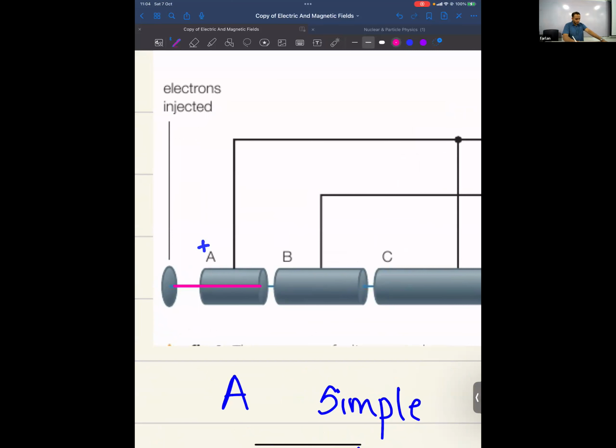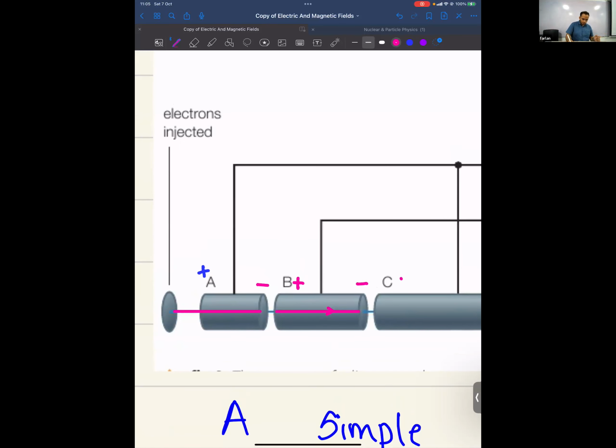By the time the electron comes to this corner, the polarity of the cylinder will change. This will become negative. This will become positive. Understand? Then electrons will now move away from the negative cylinder and get attracted to cylinder B, which is positive. And then it moves through B. And once it reaches here, the polarity will switch. Now B will become negative, C will become positive. Understand?